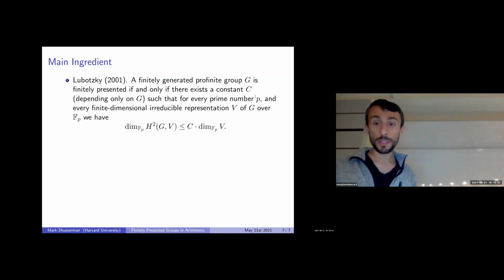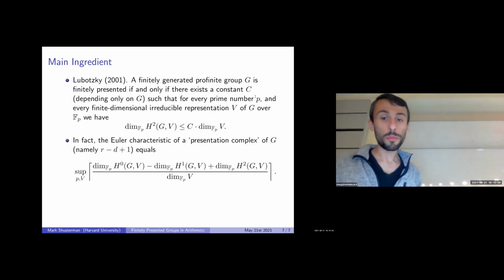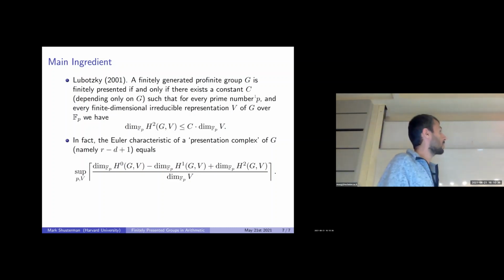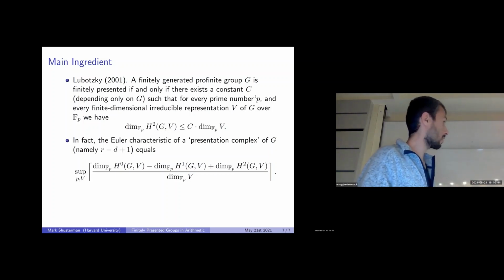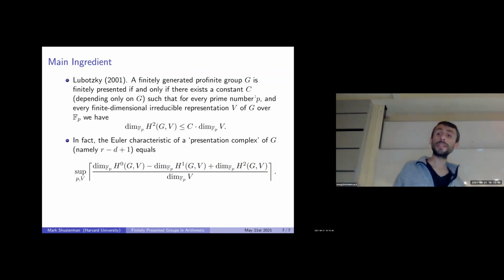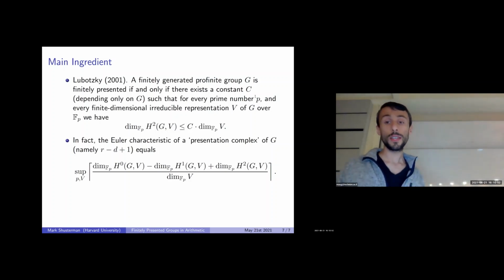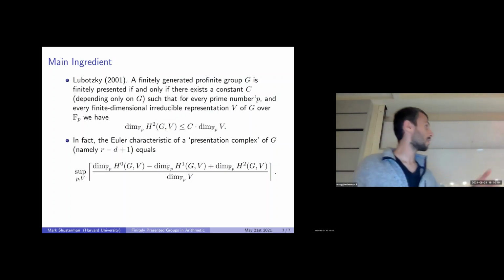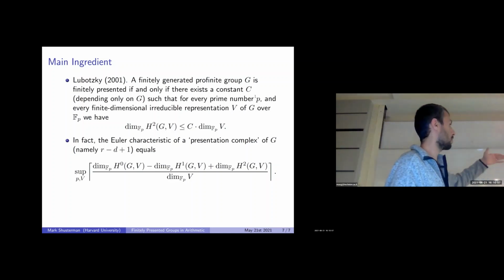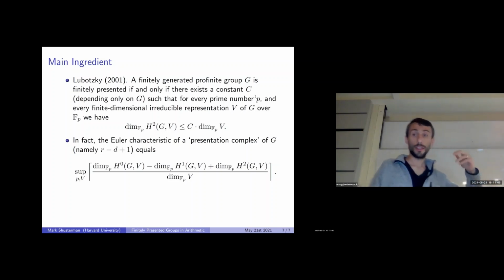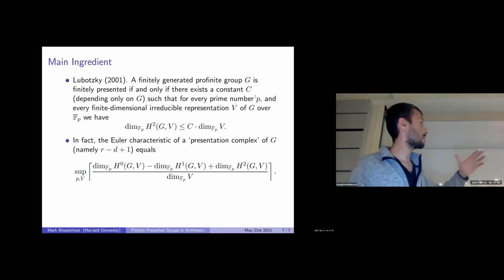In fact, Lubotzky's paper gives a more precise formula, which involves the Euler characteristic or some truncated Euler characteristic. Basically it gives you a formula for the number of relations in terms of this cohomological data. So this second formula I'm presenting is supposed to be more precise than the first one. The first one just says that the number of relations is finite, but this one tells you exactly what the number of relations is.